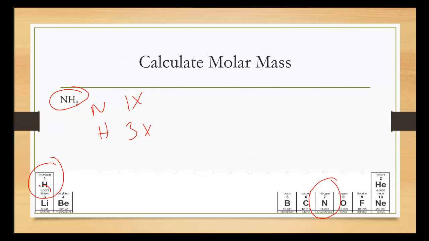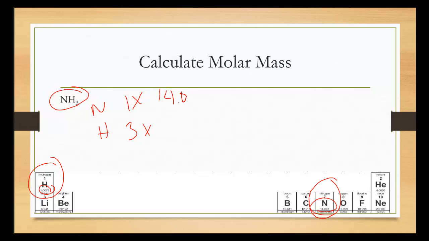You're going to want to look at the number that's not the whole number. There's going to be two numbers on the periodic table. The bigger of the two is the atomic mass. The smaller of the two is the atomic number. You want the mass. So, for nitrogen, it's 14.0.